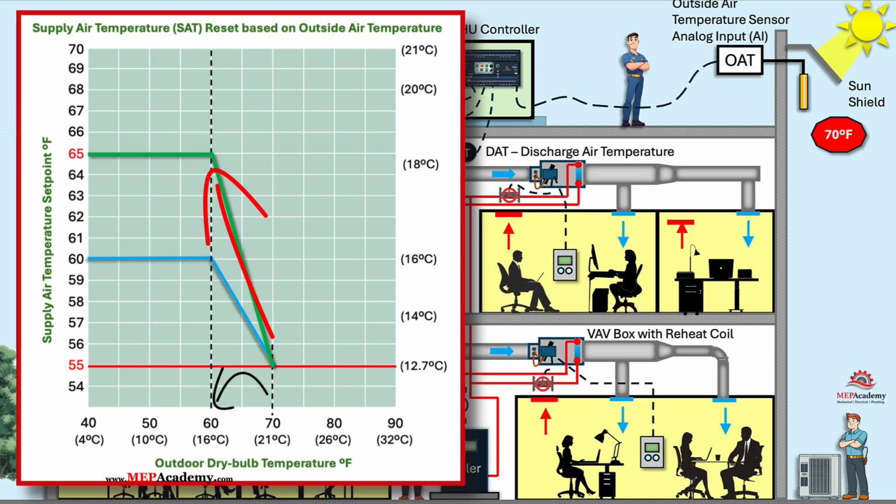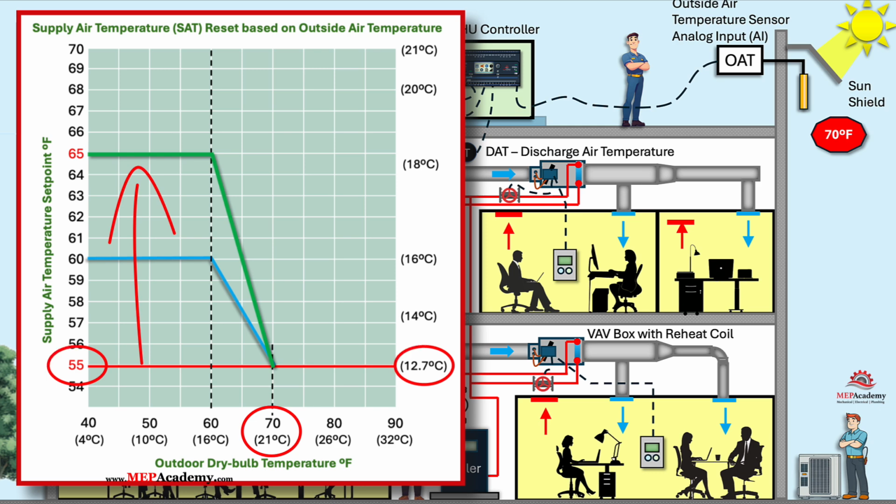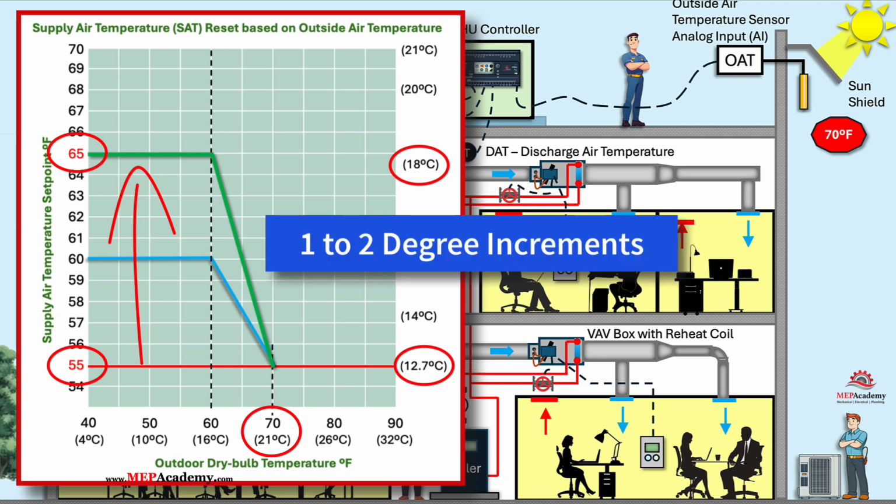For example, as the outdoor air temperature drops below a predefined threshold, such as 70 degrees Fahrenheit, 21 degrees Celsius, the SAT is gradually reset upward from its baseline value, such as 55 degrees Fahrenheit, 12.7 degrees Celsius, toward a higher limit such as 65 degrees Fahrenheit, 18.3 degrees Celsius, typically in 1 to 2 degrees Fahrenheit increments. This reset process continues as outdoor temperatures decrease, ensuring energy savings by reducing the load on the chiller's compressors.